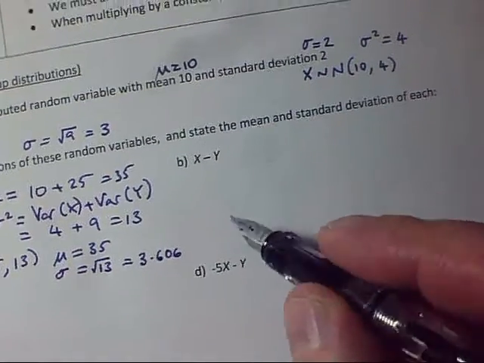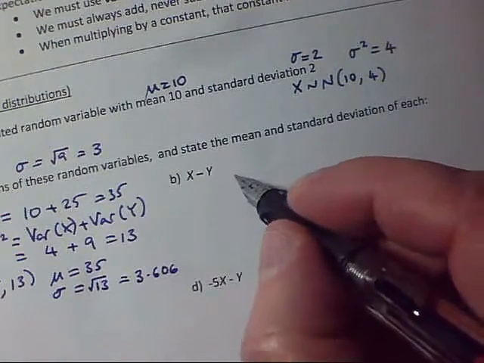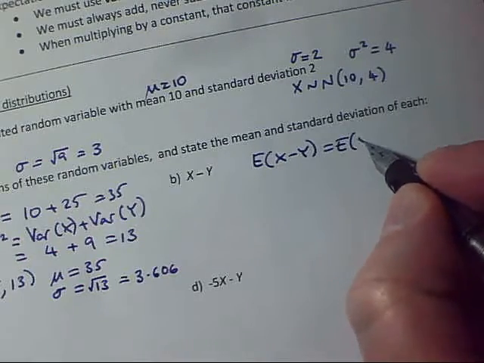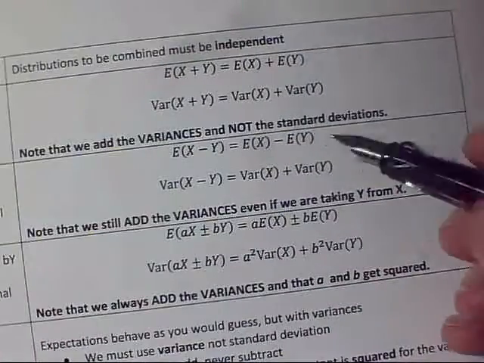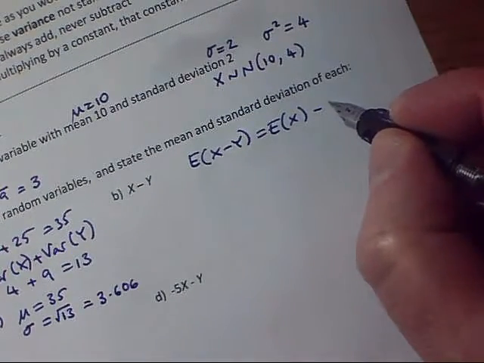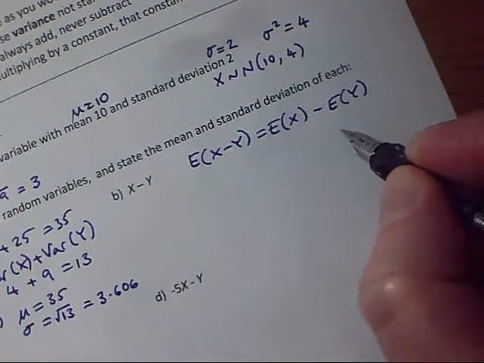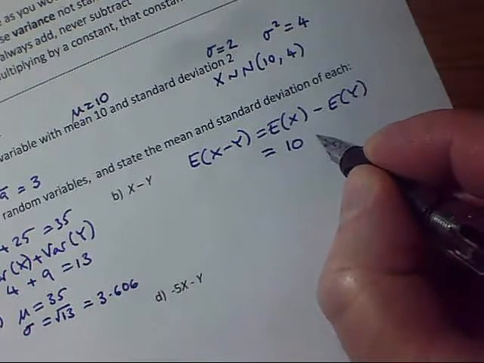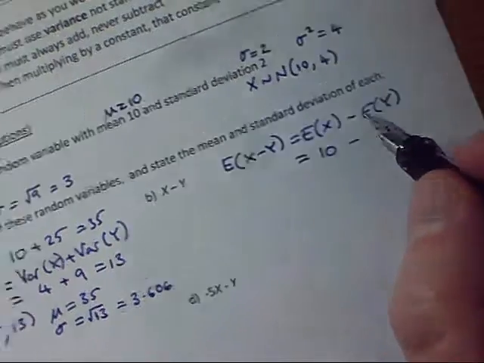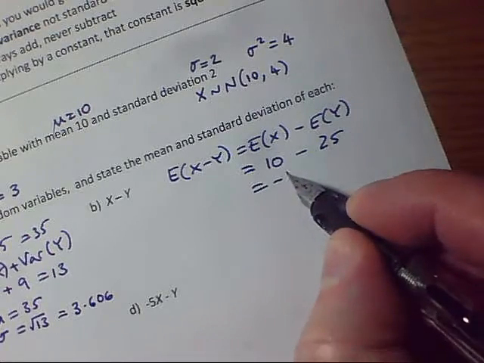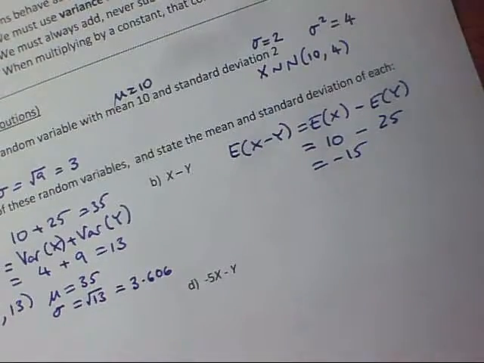Okay, so we're going to use a similar kind of pattern for the others. So for x minus y, I know that the expectation of x minus y is going to be the expectation of x minus the expectation of y. Means behave as you'd expect pretty much all the time. So I'm going to be subtracting the means. The expectation of x was the mean of x, which was 10, minus the expectation of y, which was 25. So this is going to be minus 15. That's all right, I can get negative values when I do a subtraction.